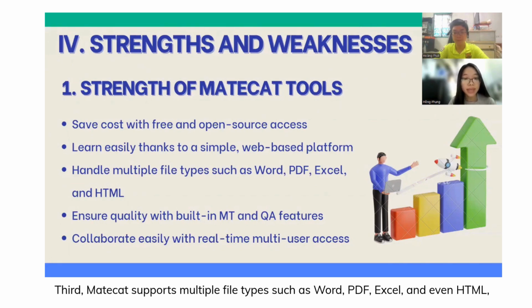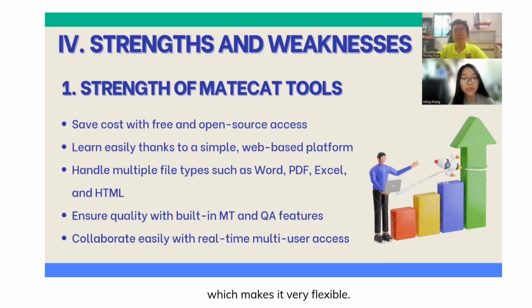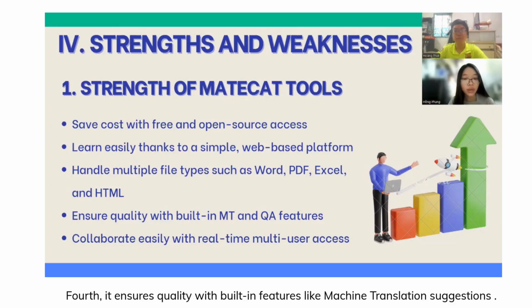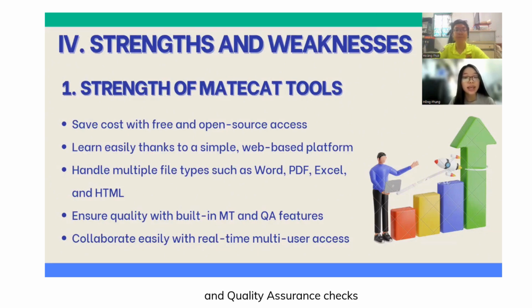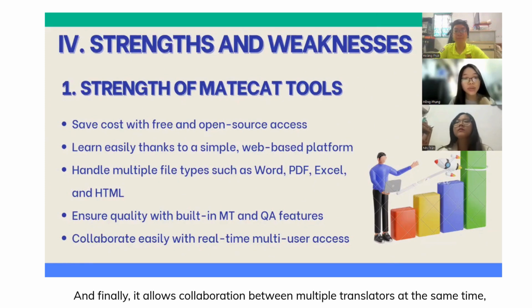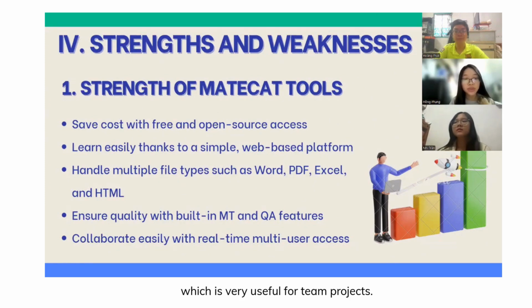Third, Matecat supports multiple file types such as Word, PDF, Excel, HTML, and so on, which makes it very flexible. Fourth, it ensures quality with built-in features like machine translation, suggestions, and quality assurance checks. And finally, it allows collaboration between multiple translators at the same time, which is very useful for team projects.